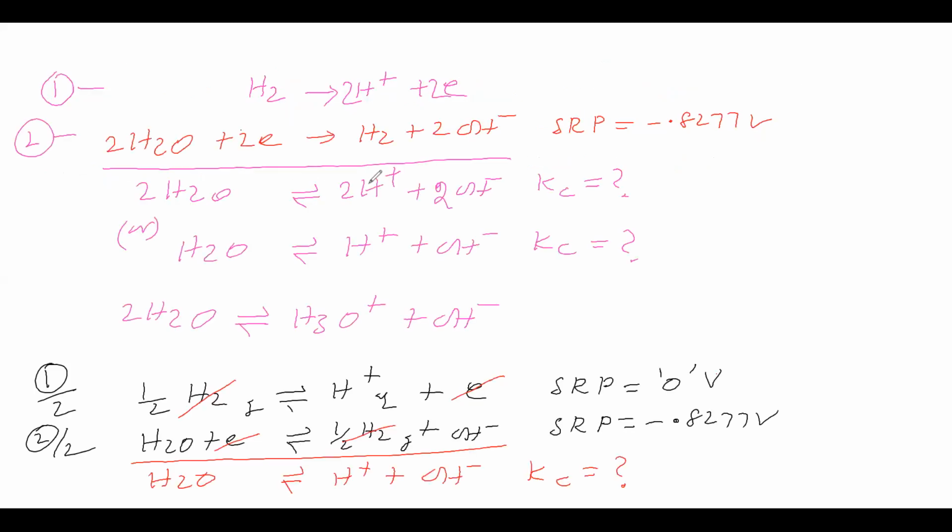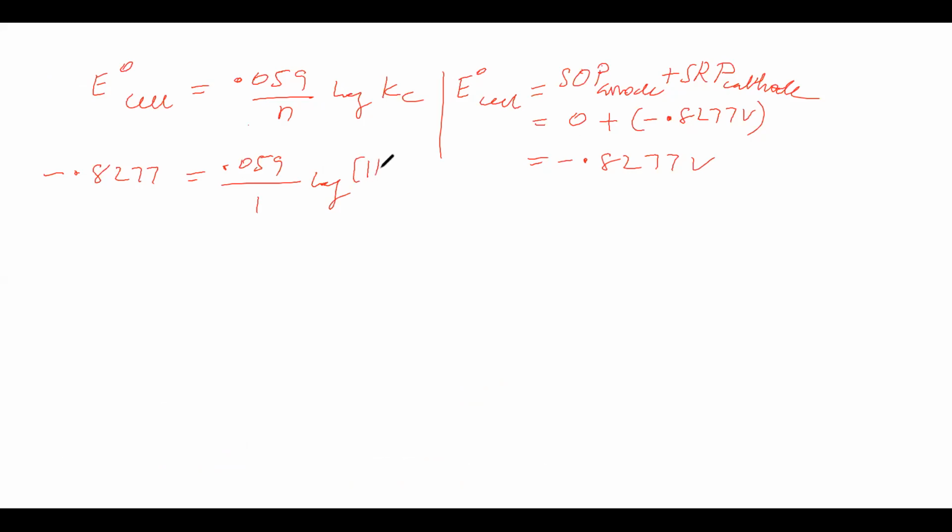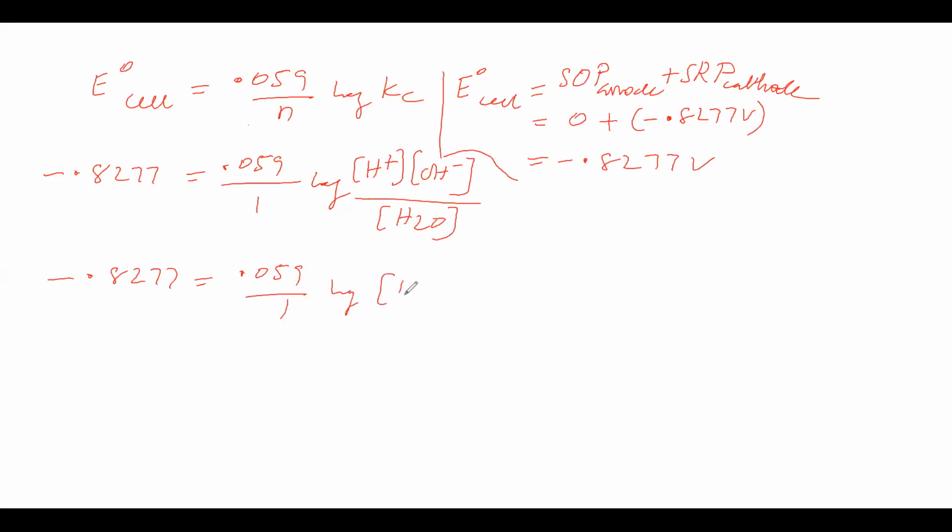In the Kc, the right side thing you write in the numerator, and the left side you write in the denominator. Right side there is H plus and OH minus, write in the numerator. Left side is H2O, write in the denominator. Next we will write minus 0.8277 equal to 0.059 by 1 log concentration of H plus, concentration of OH minus we have taken.